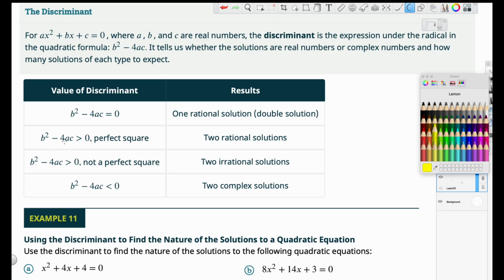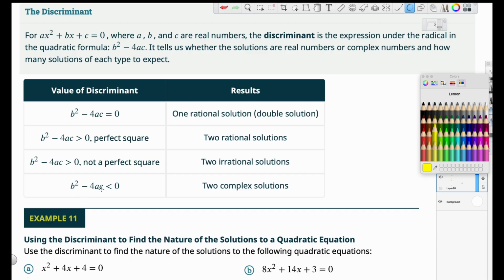If b squared minus 4ac is greater than 0, and the number ends up being a perfect square, 1, 4, 9, 16, 25, we have two rational solutions. If the discriminant is greater than 0 but it's not a perfect square, that means we're going to get two irrational solutions. We'll have the square root inside that doesn't simplify.